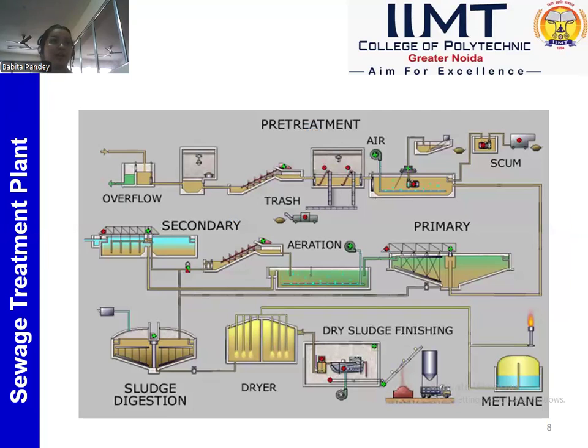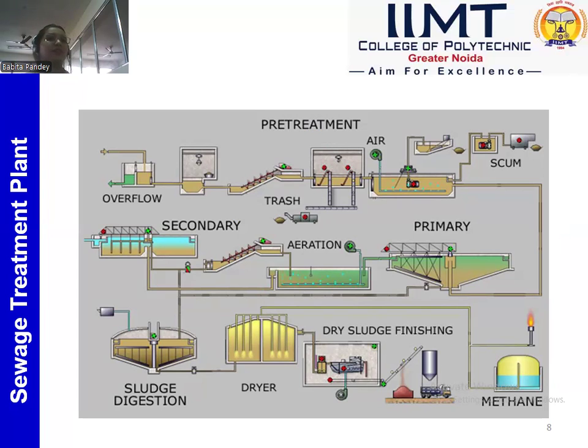Now, by this chart, I would like to give a brief idea about how a sewage treatment plant actually works. So, as you can see on the screen, pre-treatment. What does pre-treatment mean? Firstly, all the raw sewage is transferred to the screening membrane. In the screening, all the bigger particles like trees, plastic, which are bigger in size, get separated, and the rest of the particles go to the grit chamber.